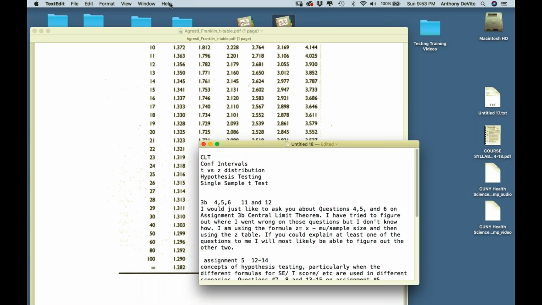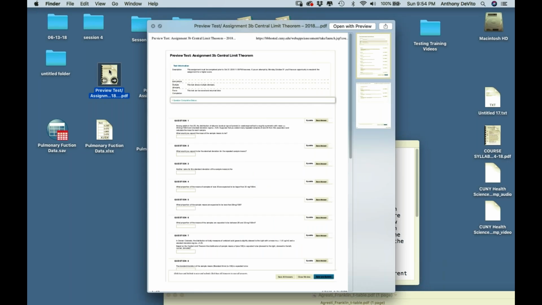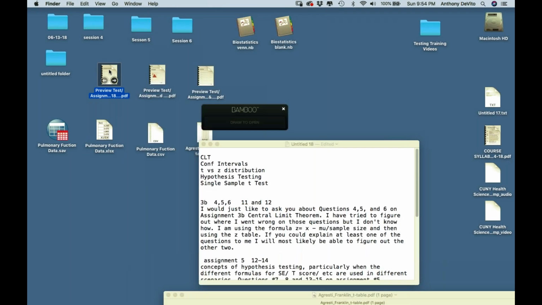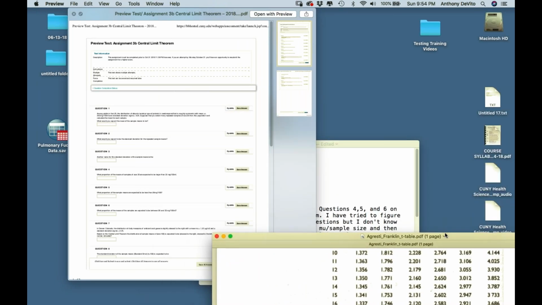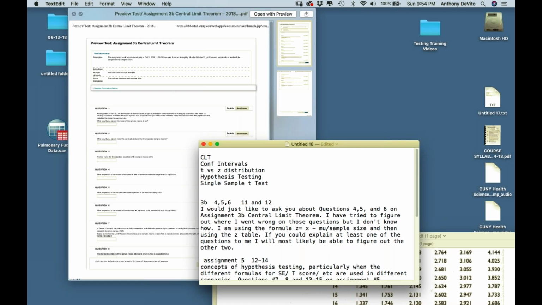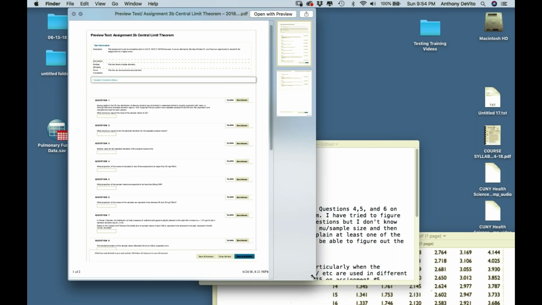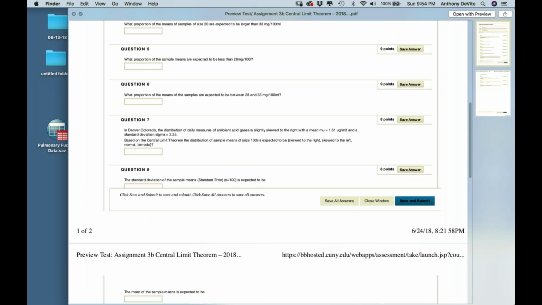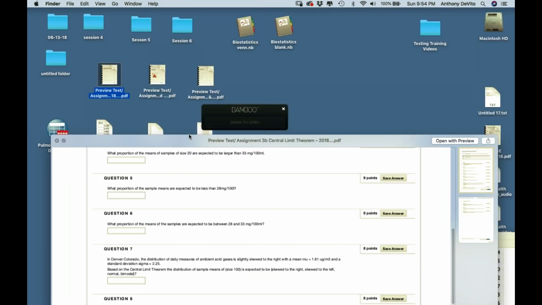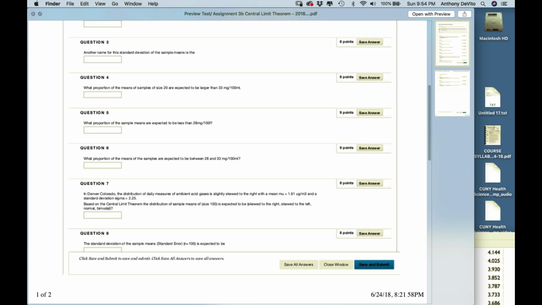Okay, let's start with 3. Let me move this out of the way and see which homework this is. 3B. Okay, is that the right one? I think so. 3B, 4, 5, and 6, and 11, and 12. Oh, I need to blow this up. Okay, let's see if we can get this big enough to actually read. 3B, first was 4, 5, and 6. Let's take a look at 4, 5, and 6.